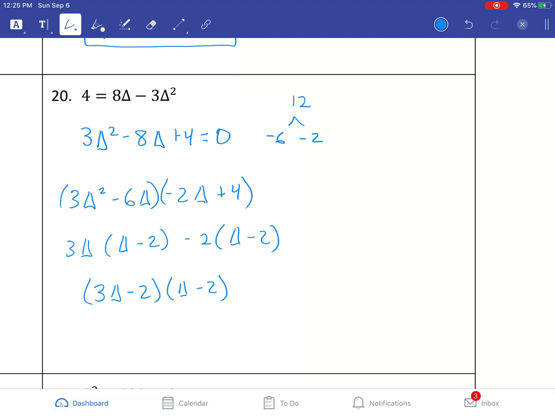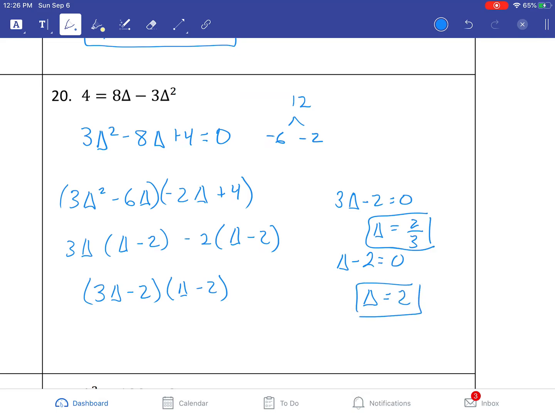3 triangle minus 2 is one factor, and triangle minus 2 is the other factor. Okay, but we're not done because this is an equation. So we have 3 triangle minus 2 equals 0, and triangle minus 2 equals 0. So triangle will equal, you're going to add 2 and divide by 3, so 2/3. And then just add 2. So there's your 2 answers for 20.